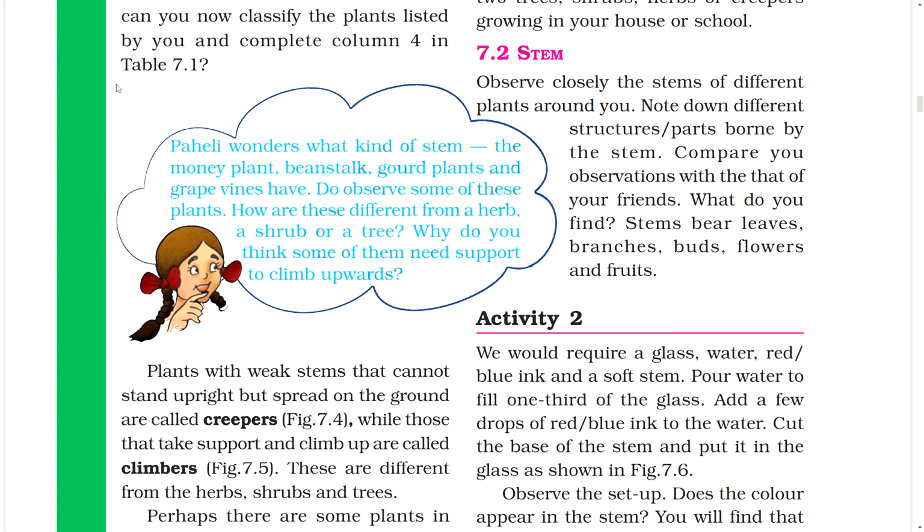7.2 Stem. Observe closely the stems of different plants around you. Note down different structures or parts borne by the stem. Compare your observation with that of your friends. What do you find? Stems bear leaves, branches, buds, flowers, and fruits.